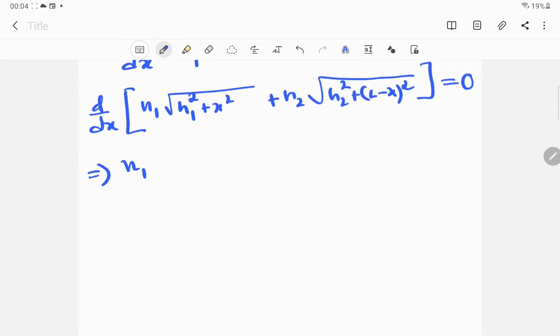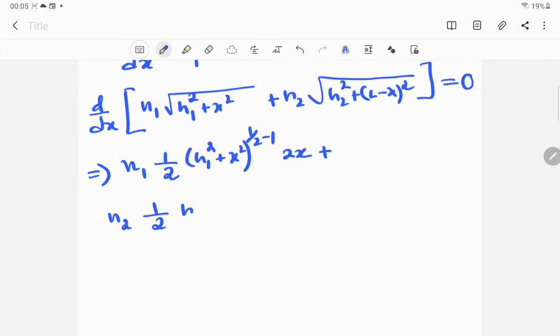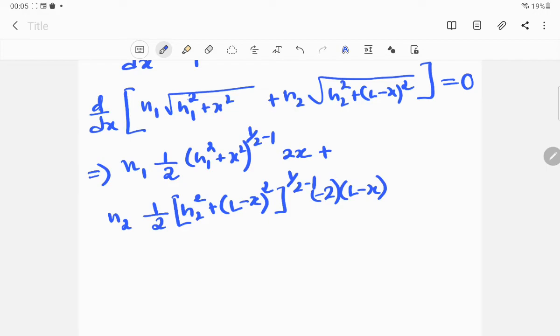Now if I go inside that differentiation, obviously you know that this is H1 square plus X square whole to the power half, so it will come up with 1 by 2, then H1 square plus X square to the power half minus 1, into twice X. Plus N2 into 1 by 2 into H2 square plus L minus X whole square to the power half minus 1, into, again, twice, it is 2 into L minus X, and there will be a minus sign, isn't it? So that is equal to 0.